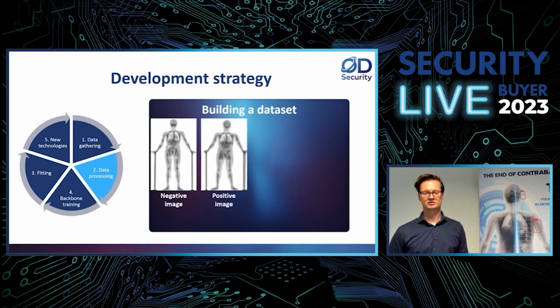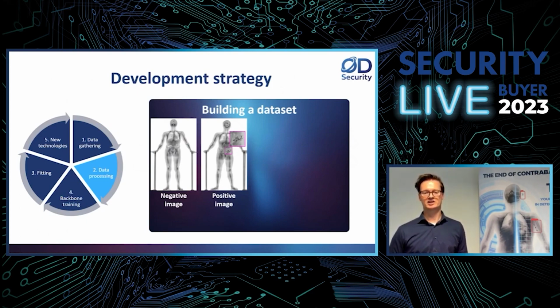Then there are positive scans, like for instance, the person here who has a medical implant. Within that medical implant, that's something that isn't part of the human body, so we classify that as a positive image. The same could be if we find contraband, or the types of contraband that Stefan just explained.